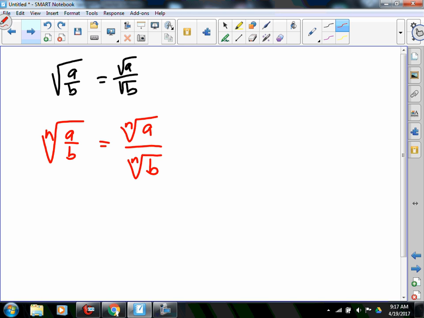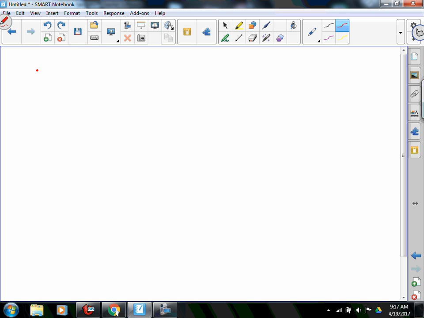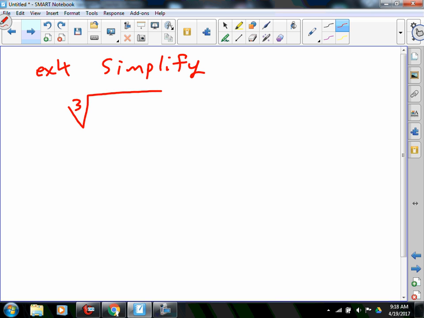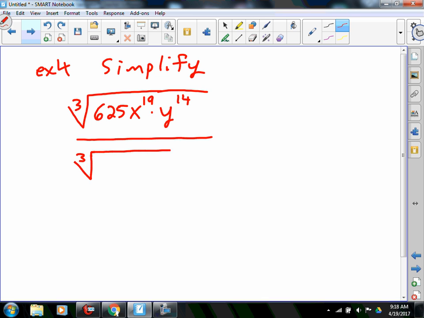All right. So we're looking at example 4. Going to try it. Example 4, simplify. Simplify the third root of 625 x to the 19th, y to the 14th, divided by the third root of 5x y to the 9th. There we go.